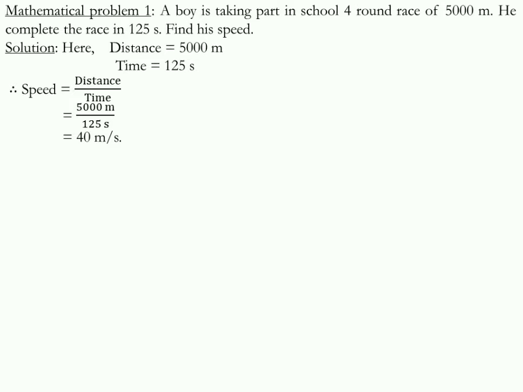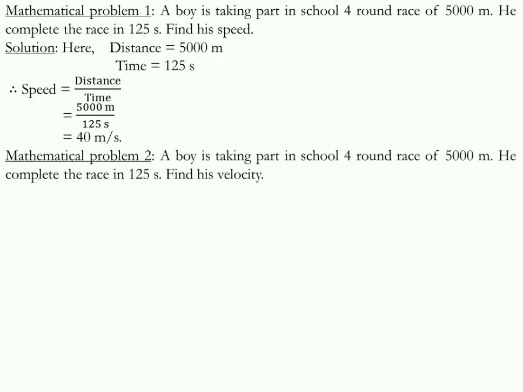Now let us look at another mathematical problem. A boy is taking part in a school 4-round race of 5000 meter. Same problem. Now you have to find the velocity here. But as we said earlier, for finding velocity we need a specific direction. But when it is a round-shaped race, it shouldn't have any specific direction for a certain time.